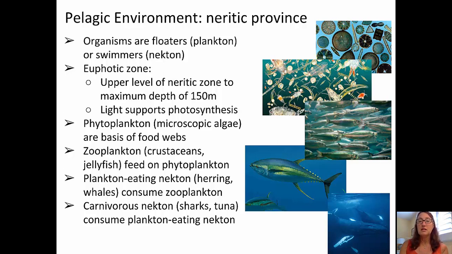Here we find phytoplankton, which are microscopic algae, and they're the basis for many food webs. We also find zooplankton, crustaceans and jellyfish that feed on those phytoplankton. And then we find plankton-eating nectons, things like small herrings in their schools or large whales. We also find carnivorous nectons such as tuna and sharks.